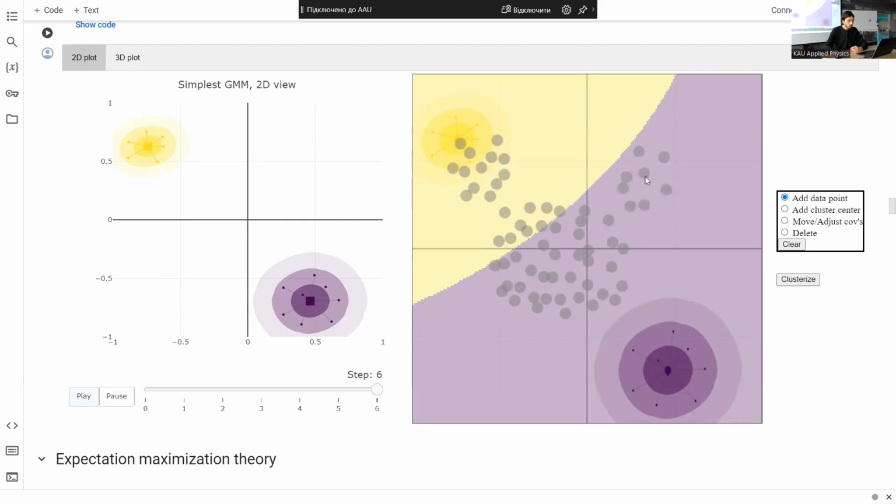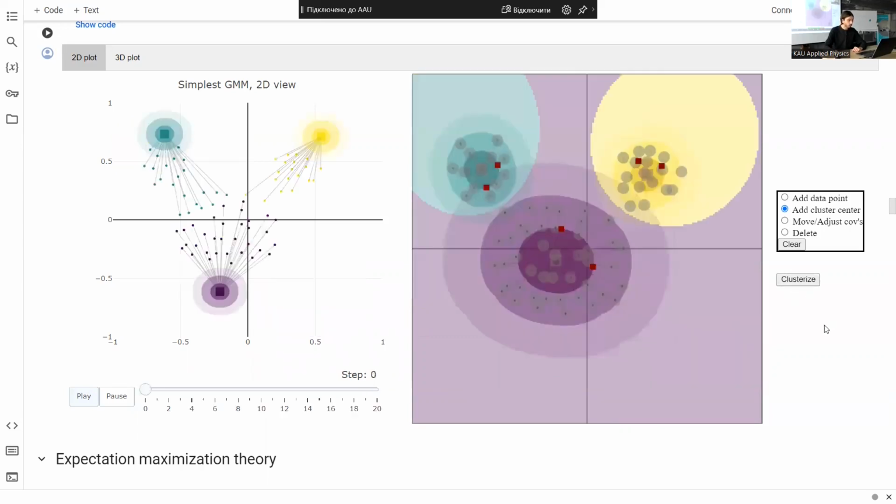And like this. Okay, so more or less probably looks like what we need. Let me do some first guesses, and let's try to clusterize that. And here is the result.